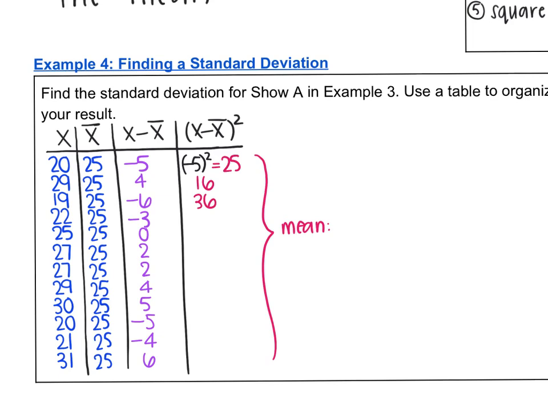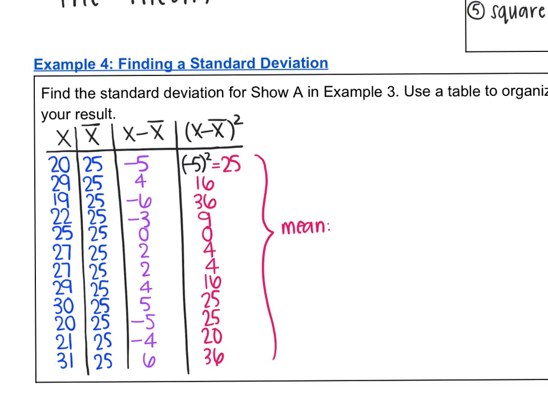This last column should always be positive because if you're squaring something, it's going to be positive. So negative 3 squared is 9. 0 squared is 0. 2 squared is 4. 4 again, 16. 25. 25, 20, and 36. Again, this column should always be positive because if you're squaring something, it's going to be positive. So now I'm getting closer. I need to now find the variance.